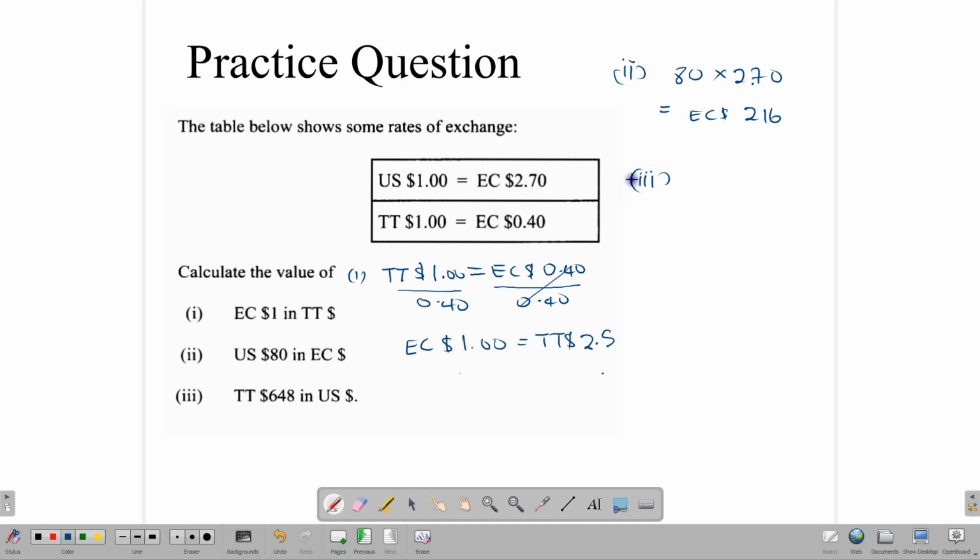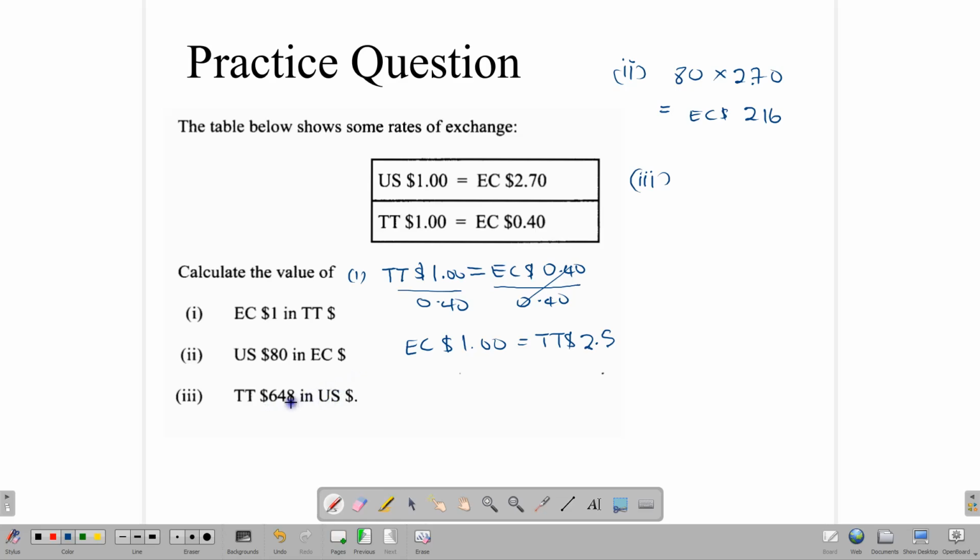All right, and now we go to our third part of our question. The third part of our question, we want to change $648 in Trinidad dollars to US dollars. So we want to change 648 Trinidad dollars to US dollars. Notice in your table though that you are not given a direct rate between Trinidad dollars and EC dollars. We have an exchange rate between US and EC, and an exchange rate between Trinidad dollars and EC dollars, but there's no direct rate between Trinidad dollars and US dollars.